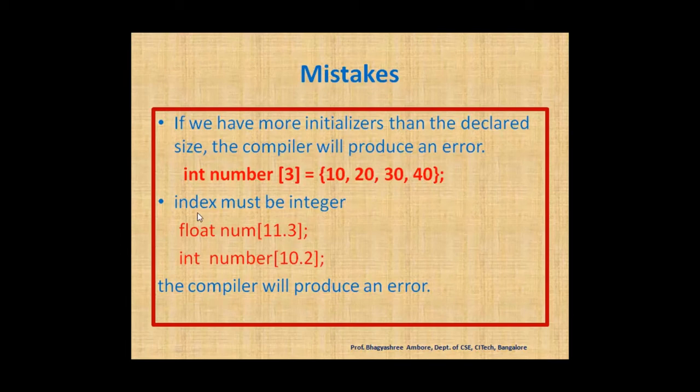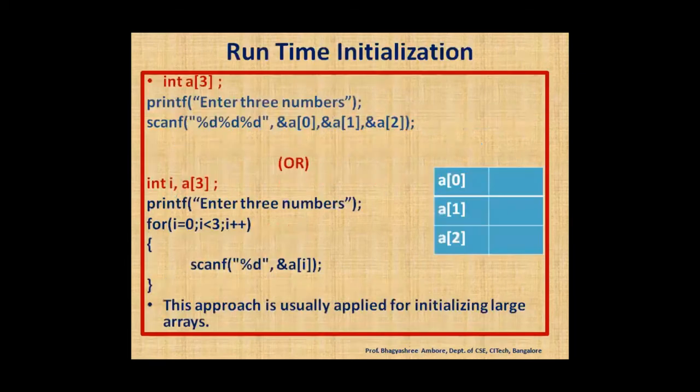Another major mistake is float number of 11.3. I always said the size of the array, the index, must be of integer type, positive integer type, but we have given float here. It is not possible to show the location. So even in case of int number of 10.2, even this is a real number, so for such things we cannot allocate memory. So the compiler will produce an error. Usually most of the people who are declaring or using arrays for the first time make this mistake. So we will not make these mistakes.